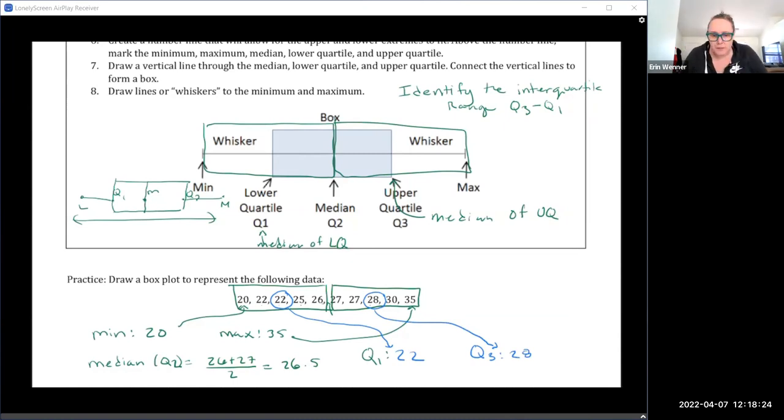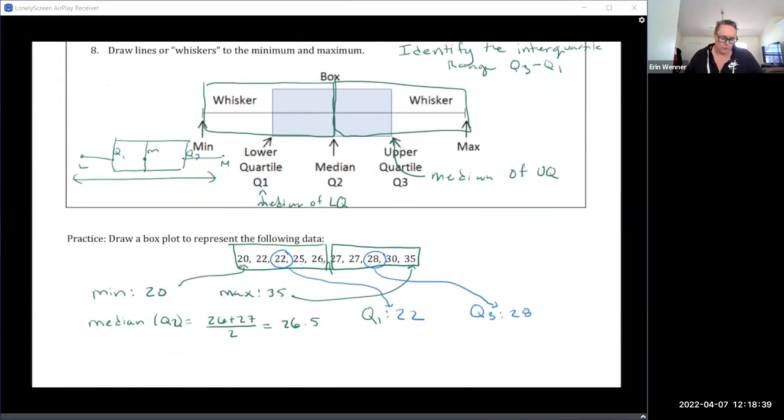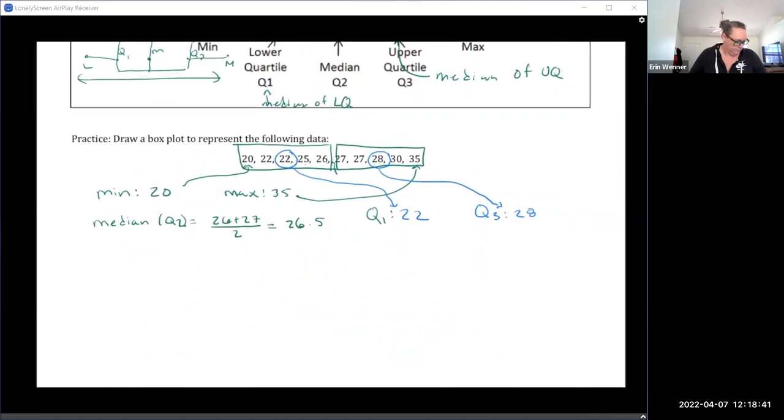So why are we doing all this? What is this helping us? Again, box and whisker plots are a visual representation of what your data is doing. Okay, it's hard to see how it's spread about when it's just in the list. So we're going to create a number line. And I'm going to go by 2s.